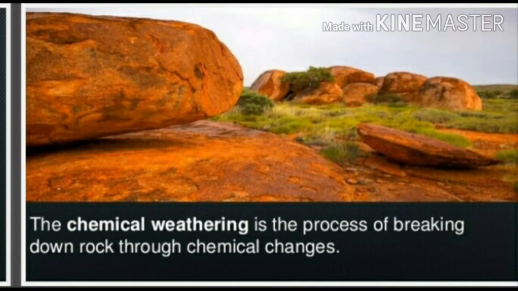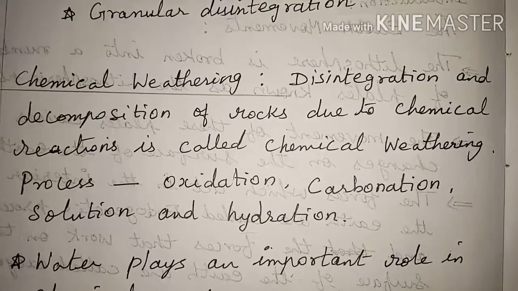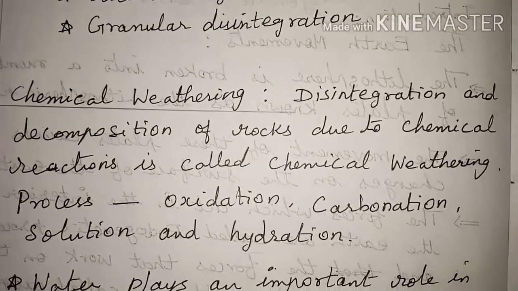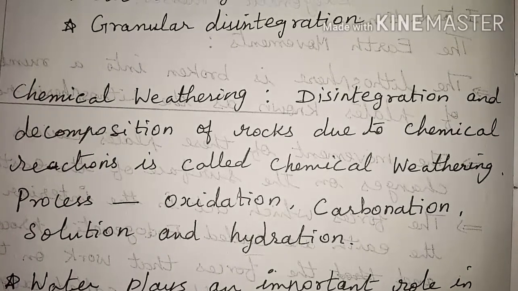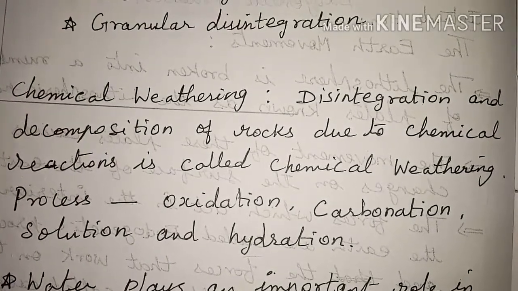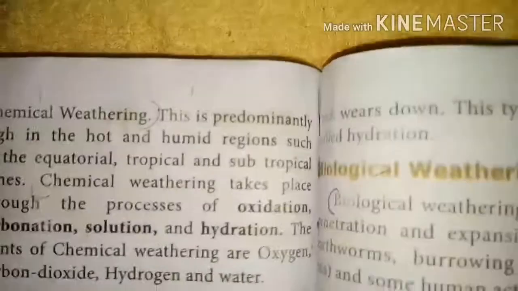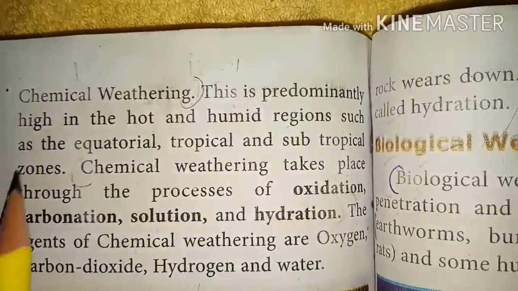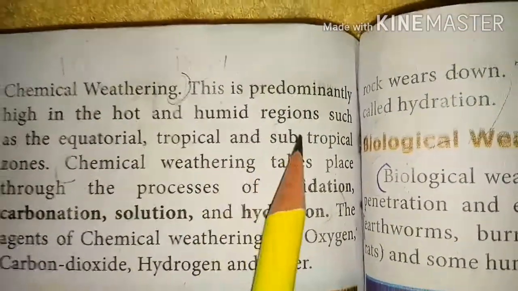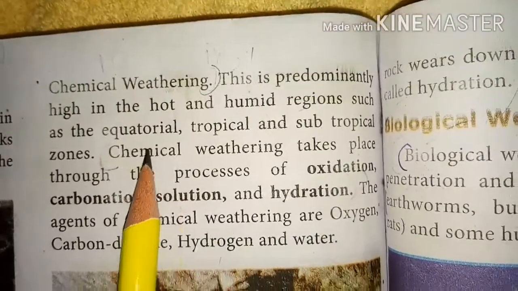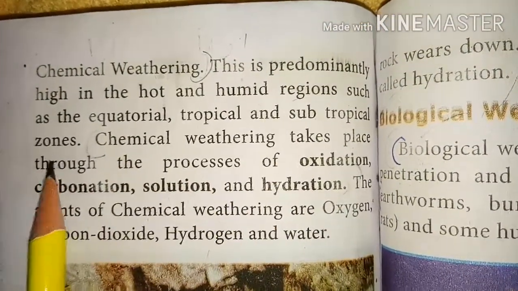Let us see the chemical weathering. It is a process of breaking down rock through chemical changes. Chemical weathering, disintegration and decomposition of rocks due to chemical reactions, is called chemical weathering, and this is predominantly high in the hot and humid regions such as the equatorial, tropical and subtropical zones.